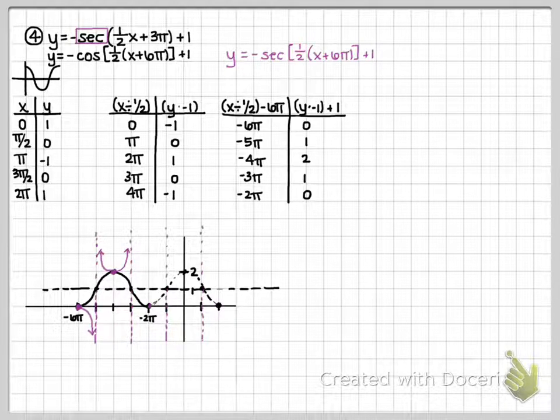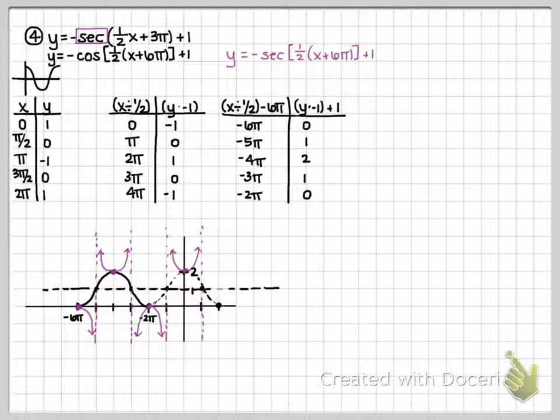What was this one? It was a dip. Now it's a bump. And this one. So the purple is my secant graph. Now that I have it, I can go ahead and identify everything.